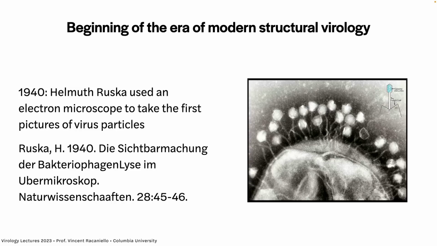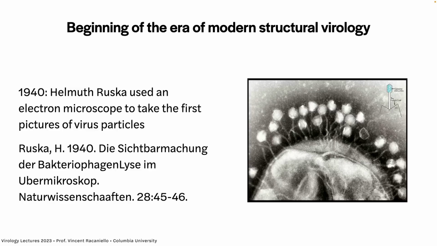All right, let's explore some of these. So electron microscopy, of course, was first used, as I told you in the beginning, in 1940. The first electron microscope was invented by Helmut Ruska in the 30s, and then he used them to take the first pictures of virus particles. That's a photograph of E. coli. E. coli is the big mass on the bottom with bacteriophages attached to it. There's the paper, in German, of course, and that showed that viruses were particulate. They weren't liquids. This was a really important experiment.